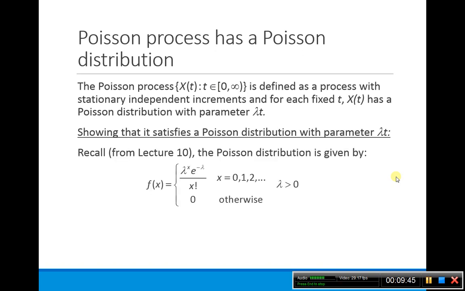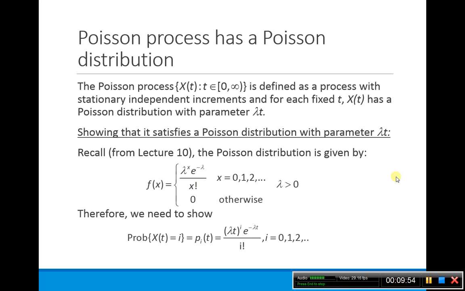So recall from lecture 10, which has been many lectures ago, I know, the Poisson distribution is given by this function. So basically what we want to show is that the probability that X of t is equal to some state i, which we're going to define as P_i of t, is given by, so we want to show that it has a Poisson distribution with parameter lambda t.